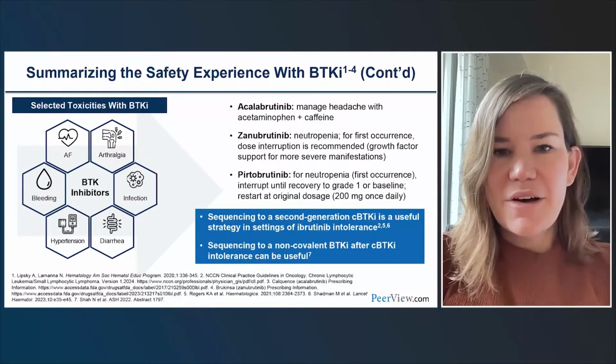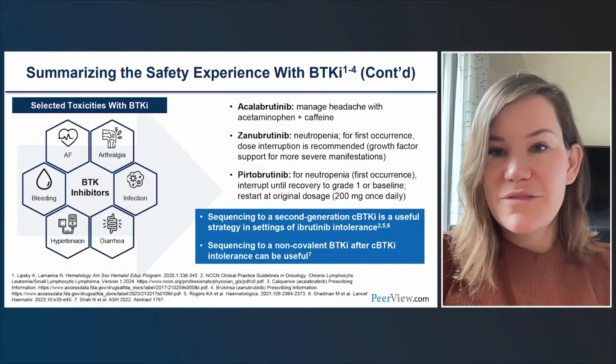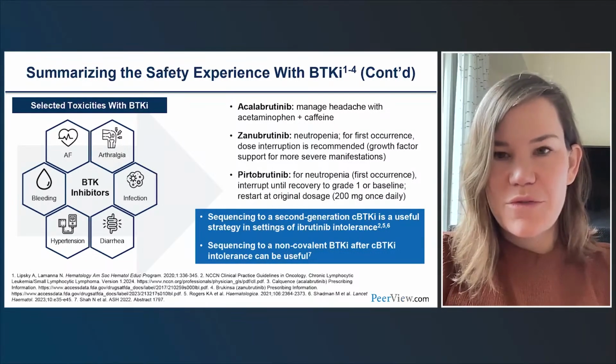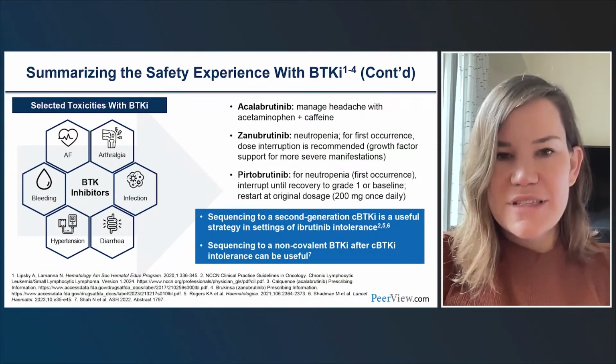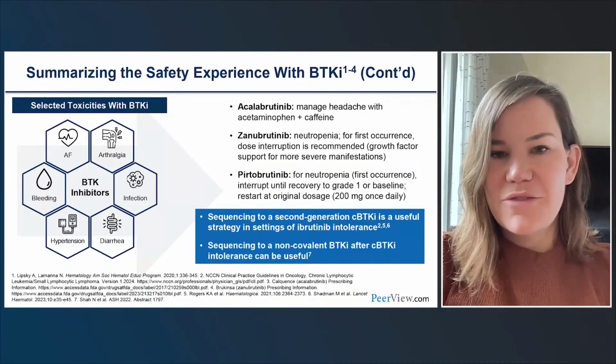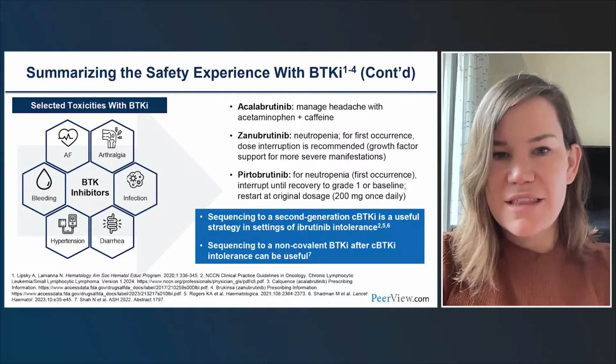Pirtobrutinib can also be associated with neutropenia. In the setting of a severe neutropenia, and we'll go through the details on that later, once again, one can interrupt until recovery to grade 1 or baseline. And for the first occurrence, you're able to restart at the full dose of 200 milligrams once daily.